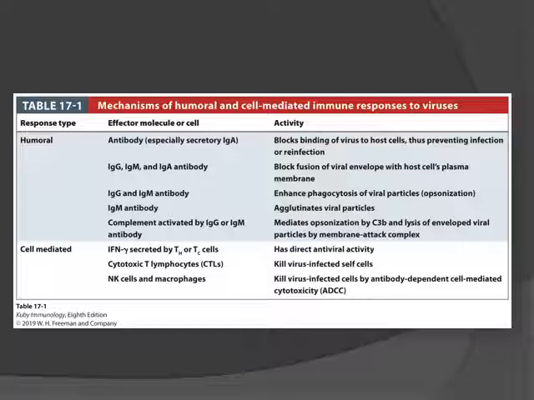IgG, IgM, and IgA can also block fusion of the viral envelope with the host cell plasma membrane. IgG and IgM enhance phagocytosis of viral particles. IgM causes agglutination. You must know why for each one. Complement activated by IgG and IgM mediates opsonization. As for cell-mediated immunity, as we mentioned, interferon gamma has a direct antiviral effect. Cytotoxic T cells kill virus-infected cells. Natural killer cells and macrophages kill virus-infected cells by antibody-dependent cell-mediated cytotoxicity.